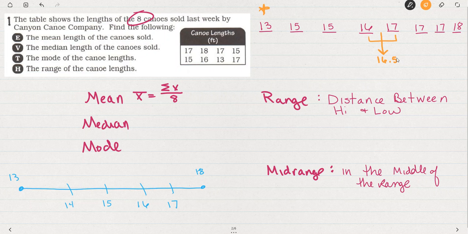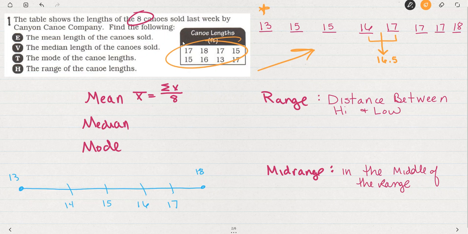The mode is going to be the canoe length that appears the most often. You can find that by looking at the list here on the right, or by using the number from the chart, whichever is easier for you. And then that leaves us the range.